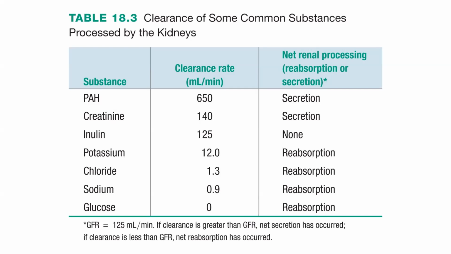All right, so the main takeaway that I want you to get here is that if the clearance is greater than the GFR, net secretion is taking place, and if the clearance is less than the GFR, net reabsorption is taking place. If the clearance is 0, then 100% reabsorption is taking place, and if the clearance is the same as GFR, then neither secretion nor reabsorption is taking place.